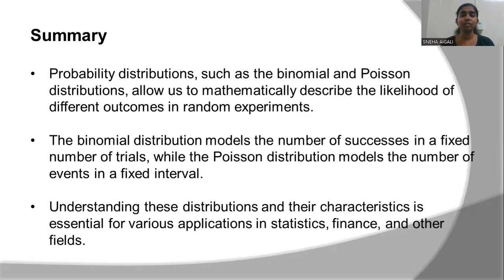Now, next up, a quick glance of what we learned in all three of the distributions. Probability distributions, such as the binomial and Poisson distribution, allow us to mathematically describe the likelihood of different outcomes in random experiments. The binomial distribution models the number of successes in a fixed number of trials, whereas the Poisson distribution models the number of events in a fixed interval. Understanding these distributions and their characteristics is essential for various applications in statistics, finance, and other fields.